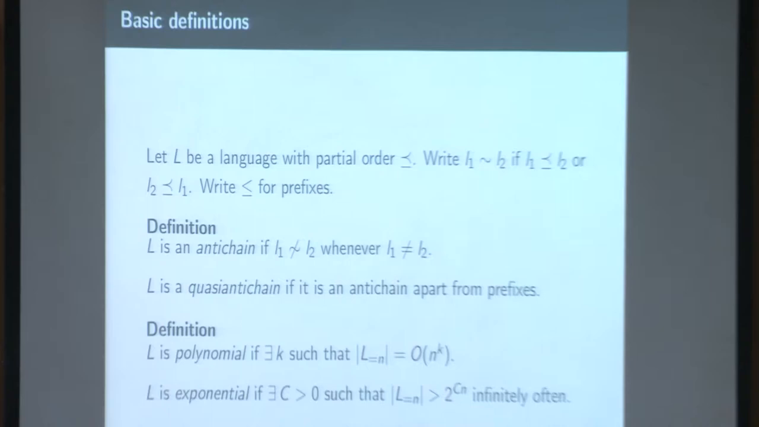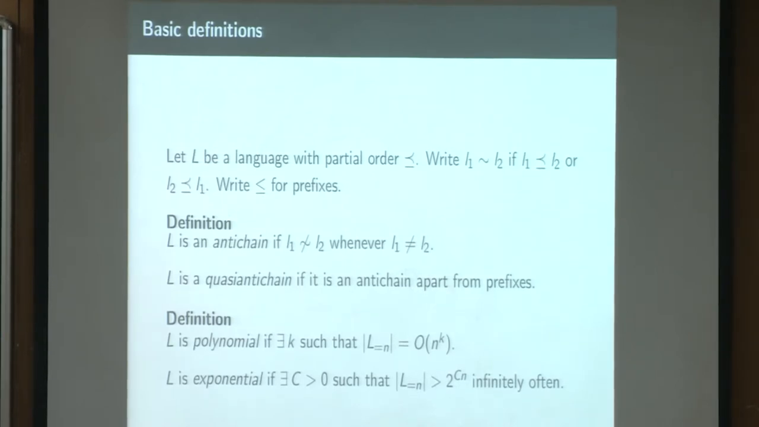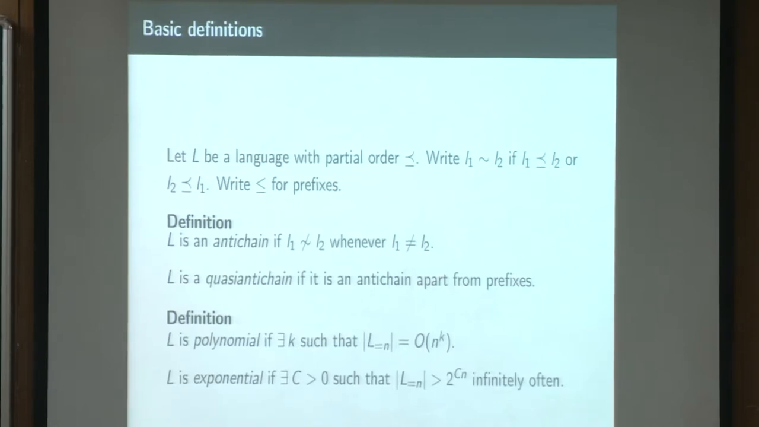We're interested in quantitative bounds on things, so we'll say a language is polynomial if its number of words of length n is only polynomial, and exponential if it's exponential. In particular, what we're interested in is how this width grows, and I'll also call that antichain growth. A sufficient condition to have exponential antichain growth is that you contain an antichain which is exponential. That's sufficient, but it's not necessary, because the antichain you want to consider at each length n could be completely different. So it could be that you have exponential antichain growth, but actually you don't contain an exponential antichain.